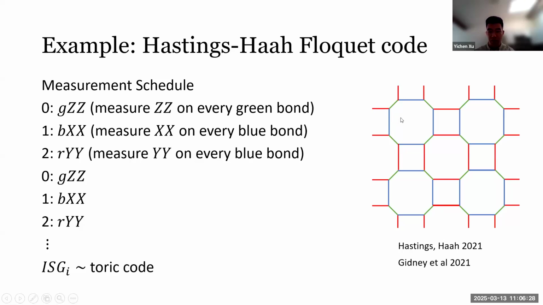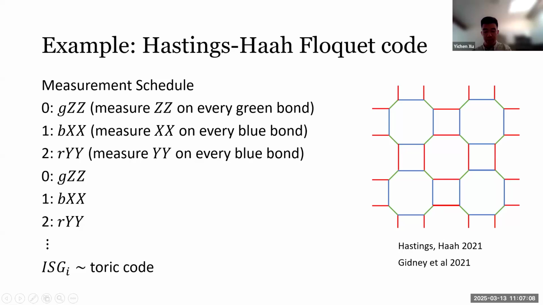In round zero, you measure the green checks, which means on every green bond there are two qubits, and you pairwise measure their Pauli Z's, so the product of their Z's. At round one, you measure the product of Pauli X on the blue bonds. In the second round, you measure the product of Y operators on every red bond. It's a typo. And you repeat this protocol over time. After you complete each round of measurement, the ISG is a toric code, but the logical information will evolve over time, and it's dynamically generated by all your measurement protocols.